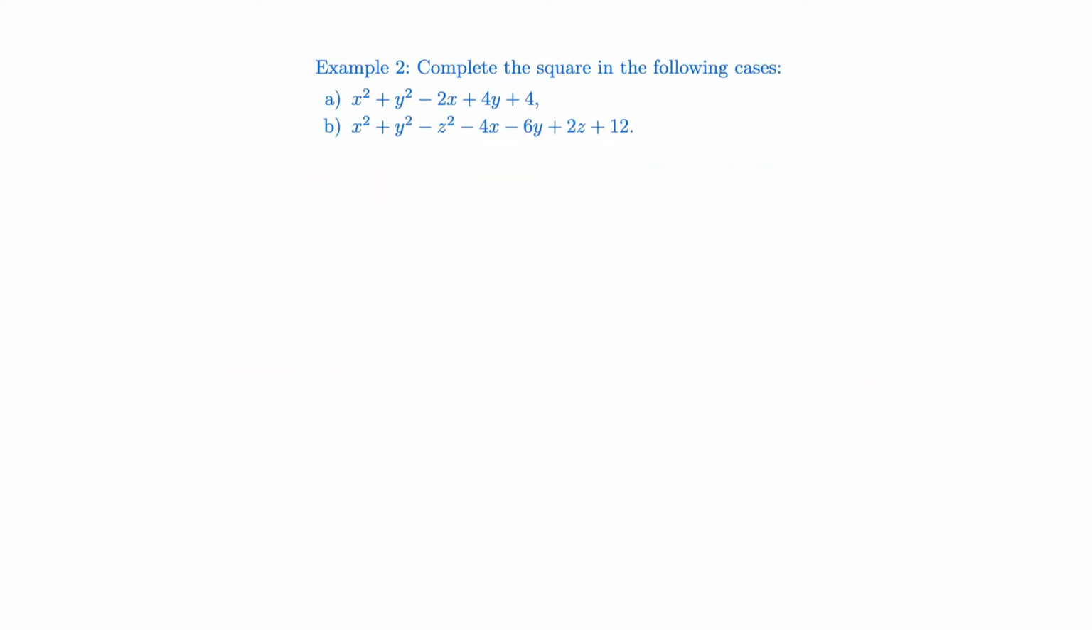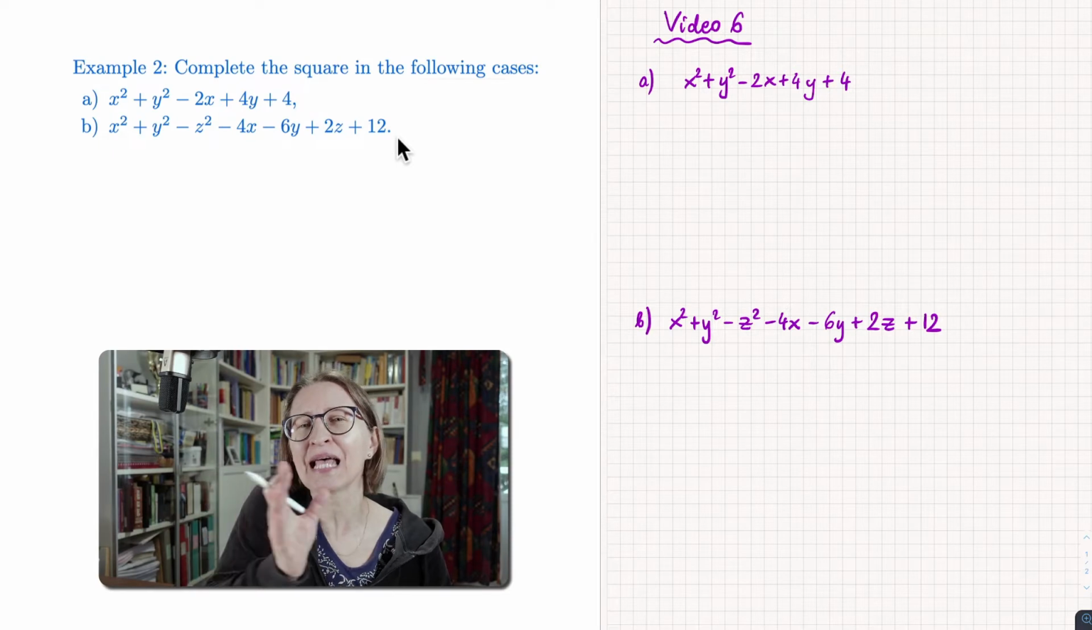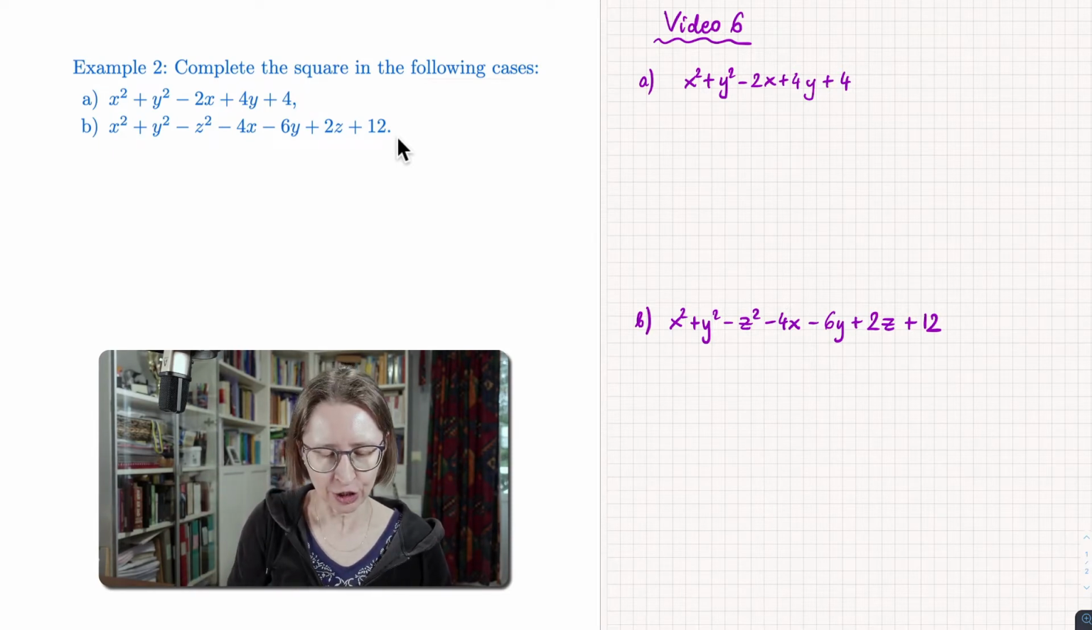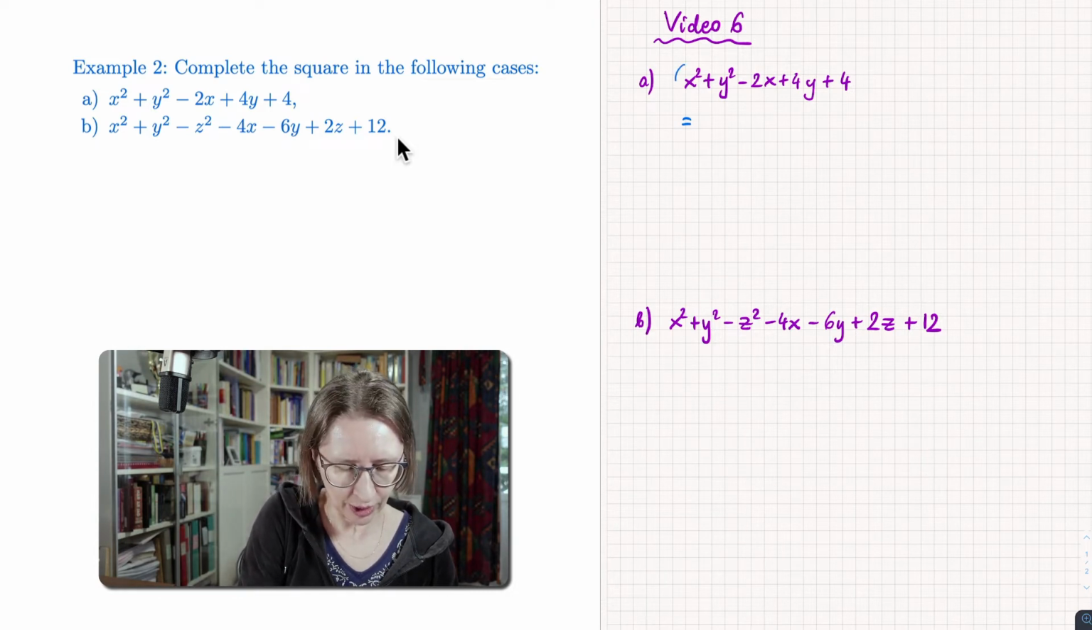And here is our problem. We have to complete the square in 2 following cases. In the first case, you see we have 2 variables, x and y, and in the second case, we have 3 variables. Okay, so we start. What we are going to do is simply separate the variables. So first I will take the variable x. Where do I have x?